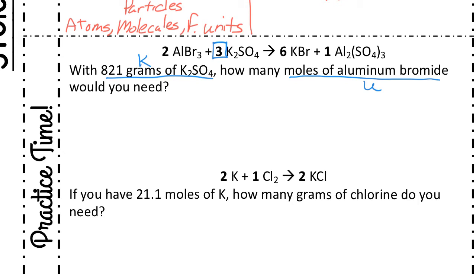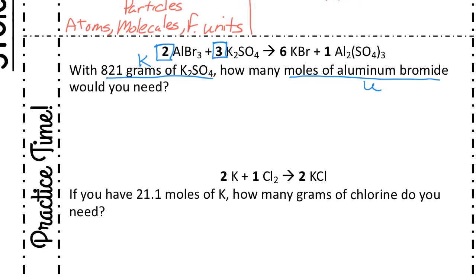Now, aluminum bromide. Well, I'm looking at my formulas. There's only one that has aluminum and bromine in it. So this must be the coefficient I'm going to use for that one. So I'm going to put a box around each of these two. This is going to create my mole ratio.